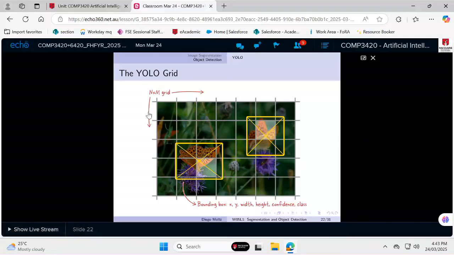Each of these elements is going to represent one cell in a grid that divides the image. So it's going to divide the image into 7 times 7, so seven rows, 7 columns. And each cell represents one element of the grid, and it's going to try to detect a bounding box in there.